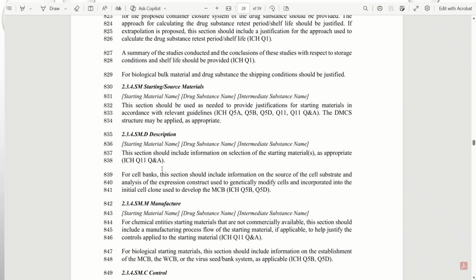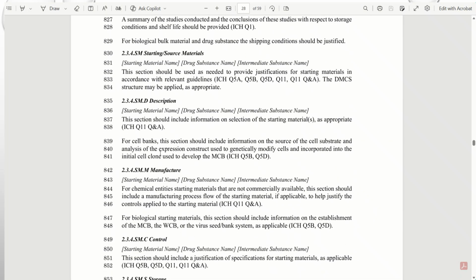Here it is. So this is the description. For biological starting materials, this section should include information on the establishment of the master cell bank, working cell bank, or the virus seed bank systems. And these are the relevant information with regards to what you need to provide, as well as your manufacturing process.